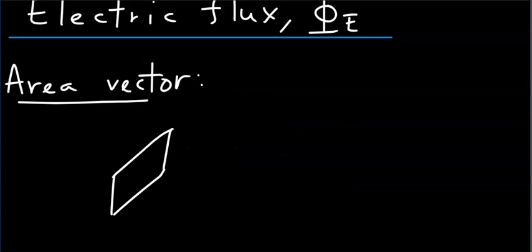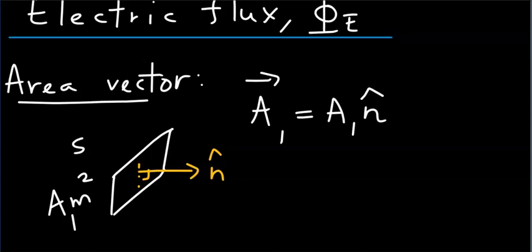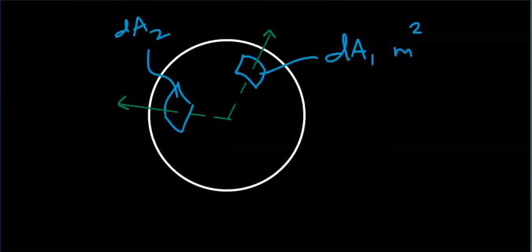Likewise, if you have a surface that looks like this, let's say the area is A1 meters squared, the normal vector to the surface is going like that. So that is the normal vector. It's perpendicular to the surface. And the area vector for this surface, let's denote it as vector A1, is quite simply the magnitude of that surface area A1 times that normal vector n hat. As simple as that. What if the surface is a sphere, as shown here?